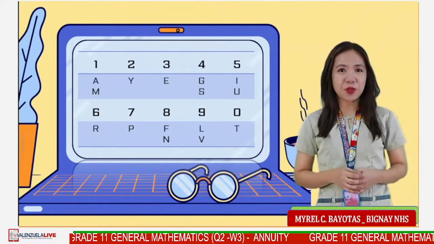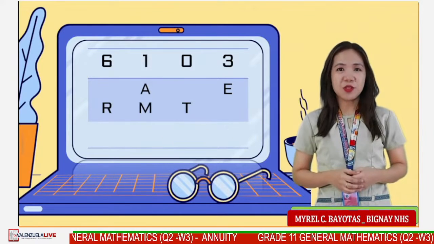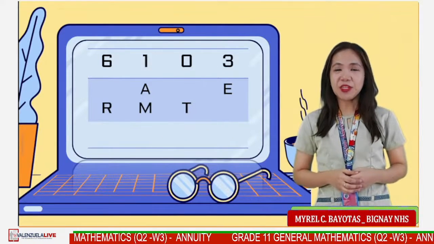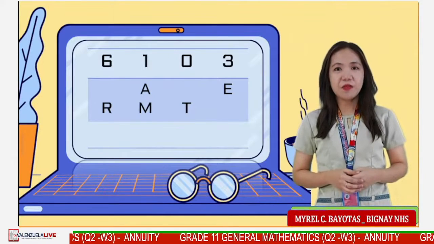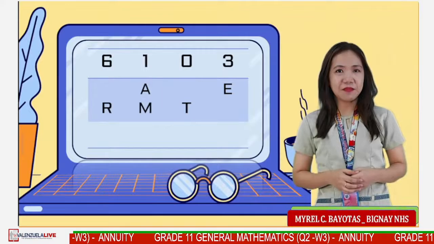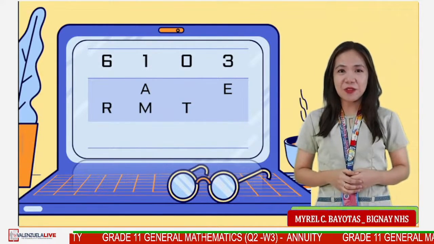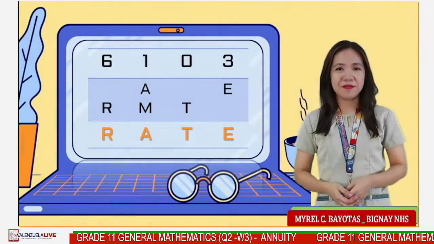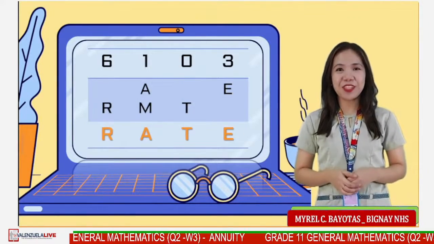Let's decode the first word. We have the digits 6, 1, 0, and 3. Remember that it corresponds to the letters R, A, M, T, and E. The correct word is rate. Did you get the correct answer? Nice start! Let's see how you do on the next one.